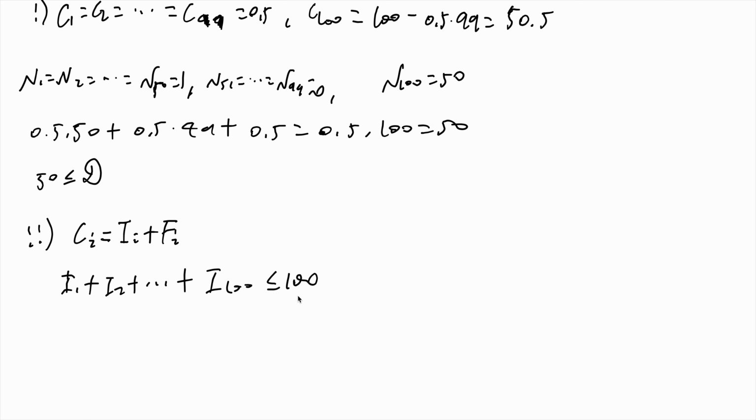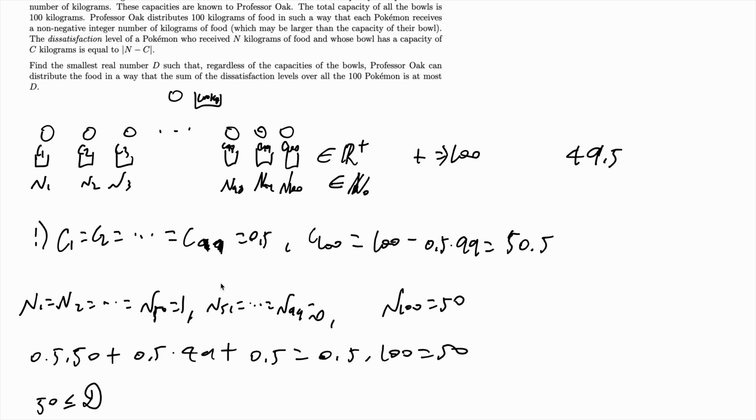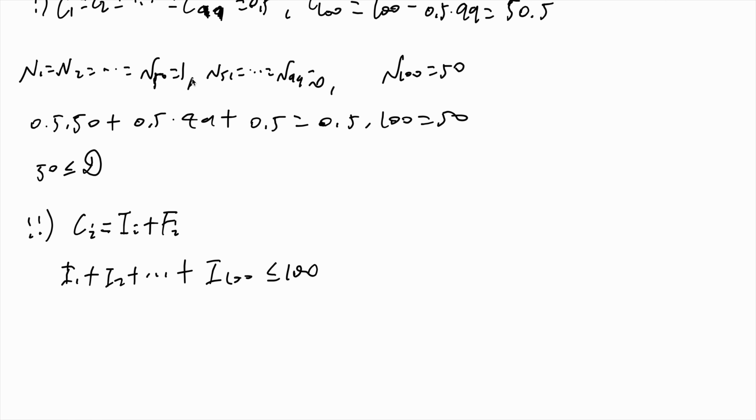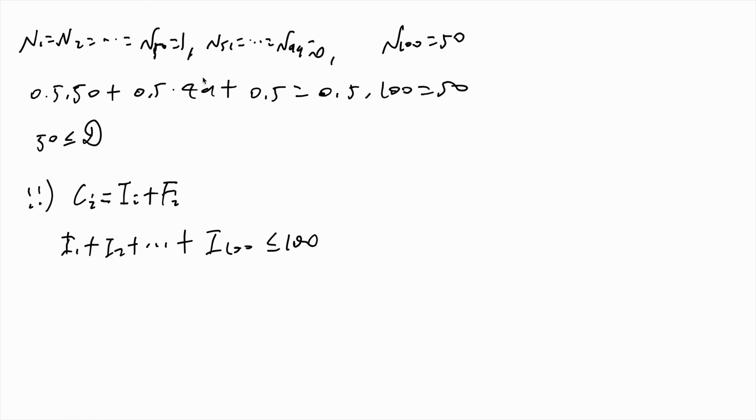Meaning, Professor Og can give the food in a way that every Pokemon gets the integer parts of their capacity. So then we will have, so Professor Og here.